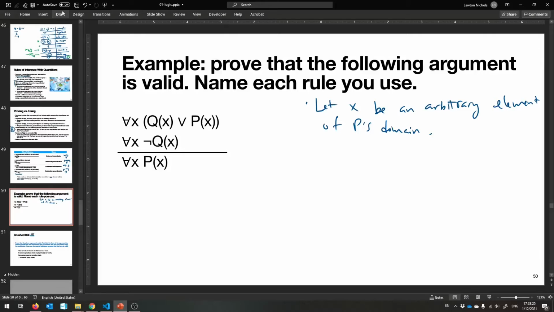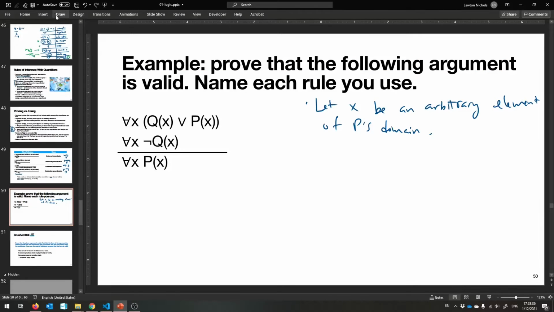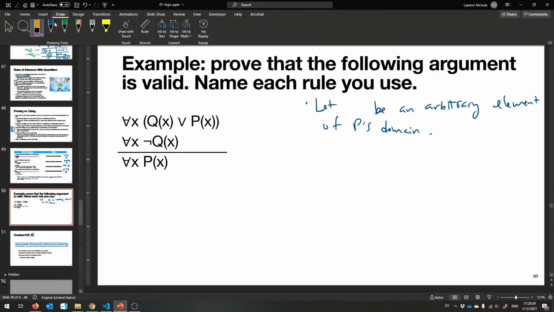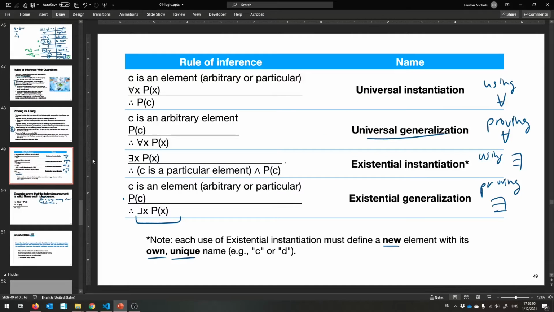So that's our first thing. And we're eventually going to somehow show that P of our C is true. Or, yeah, let's call it C instead of X. Because why not? Let C be an arbitrary element of P's domain. And eventually we're going to have to somehow get to P of, not X, but C. Okay, and this is more of a straight line proof. I'm going to stop drawing these little arrows for this particular proof to show you what it looks like. I'll use bullets maybe. So we need this because we're working on universal generalization.